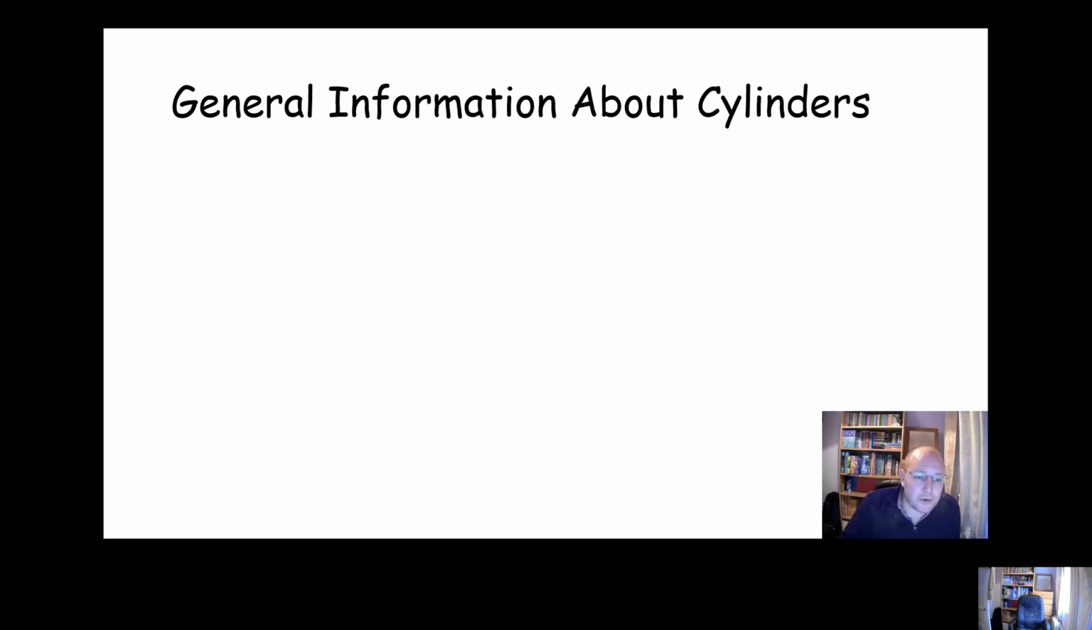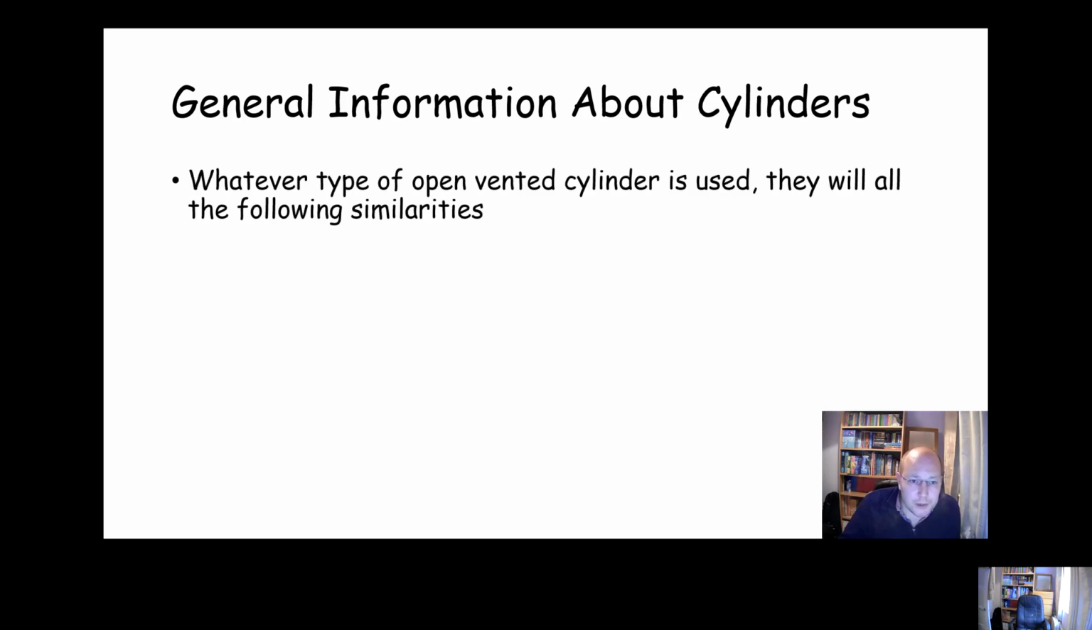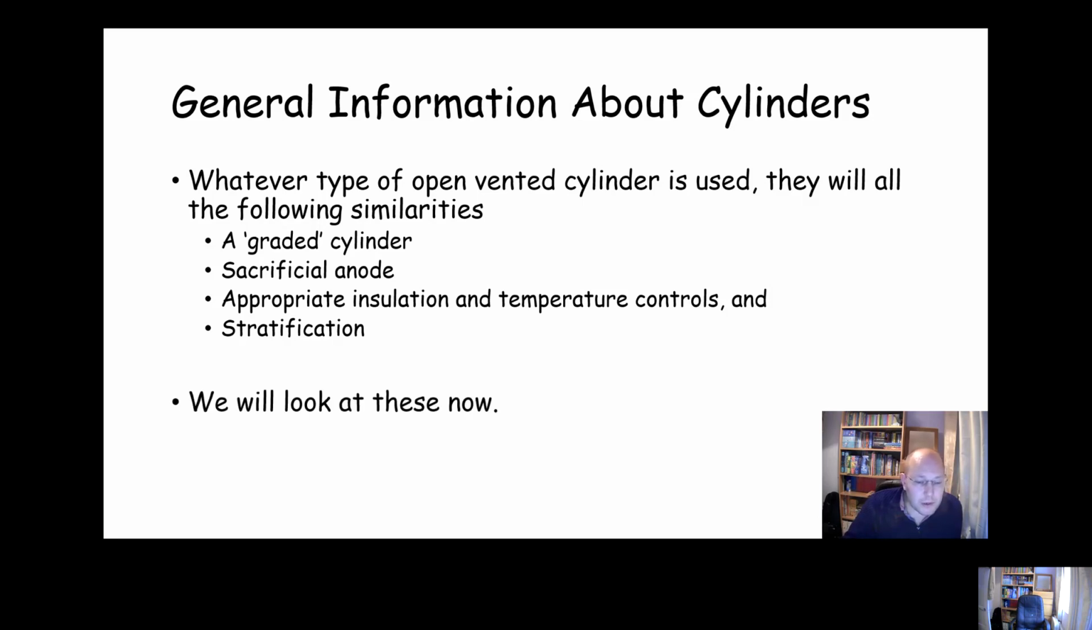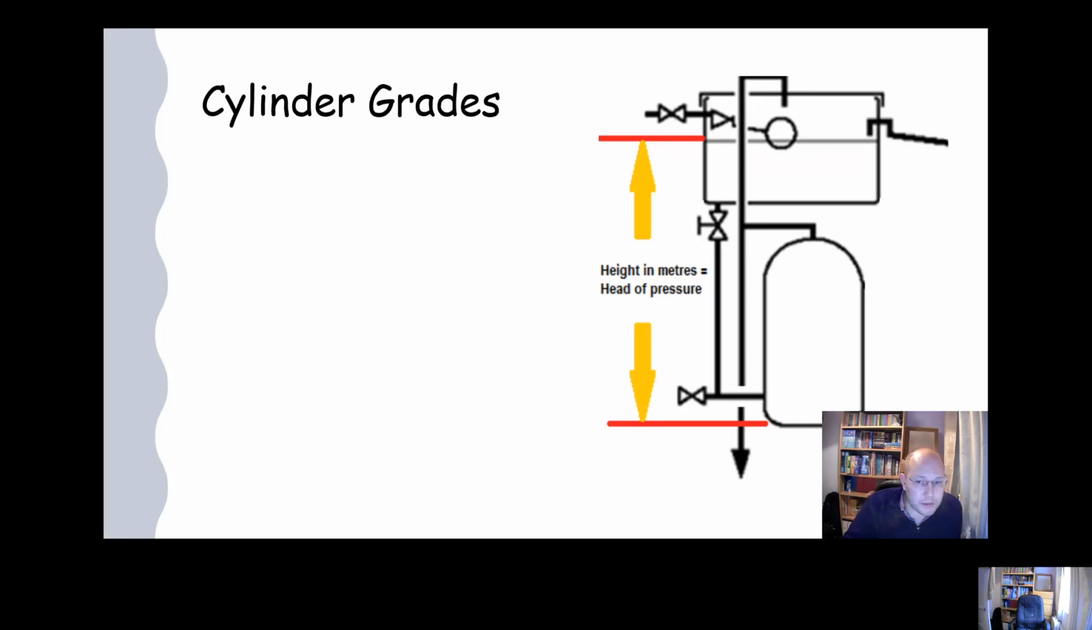So we're going to look at general information about cylinders now. All of our cylinders that we've looked at will have the following similarities. They will all be graded from 1 to 3. They should all have a sacrificial anode inside them. They should all have appropriate insulation, and that's on the pipework as well as the cylinder itself. And they should all have appropriate temperature controls. And inside all of them, you'll find stratification occurring. And we're going to talk about each of these now.